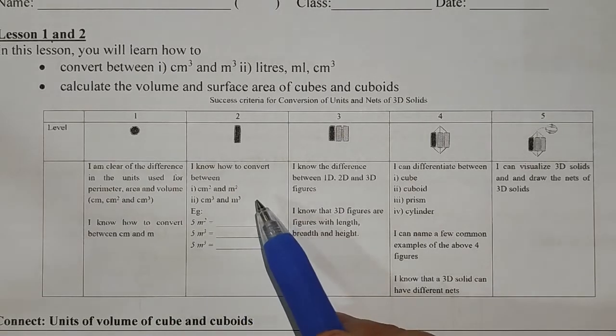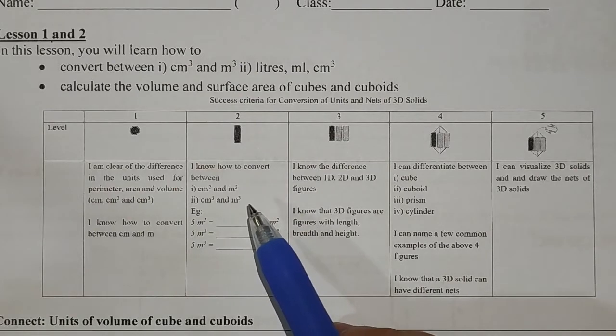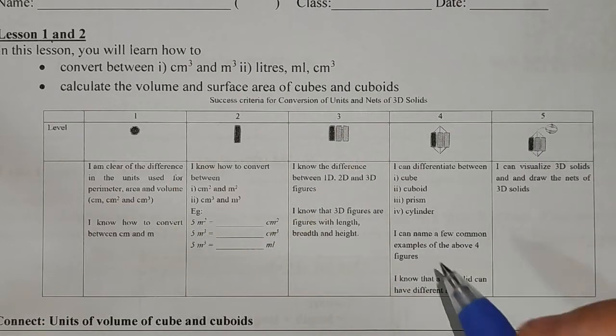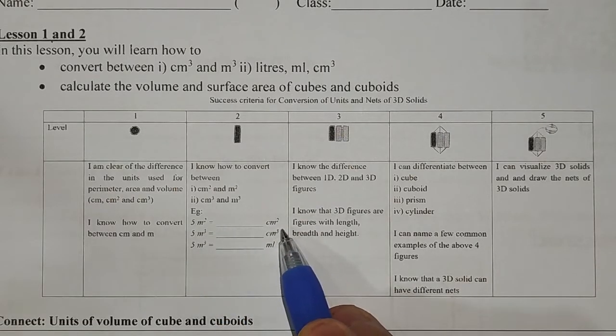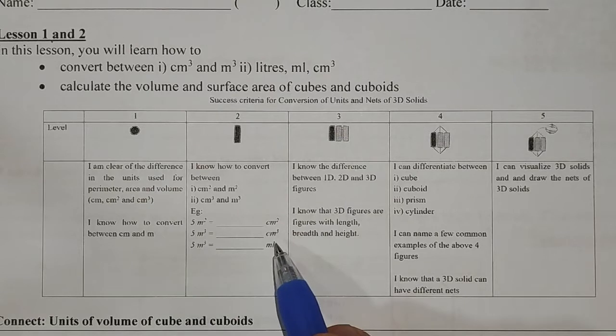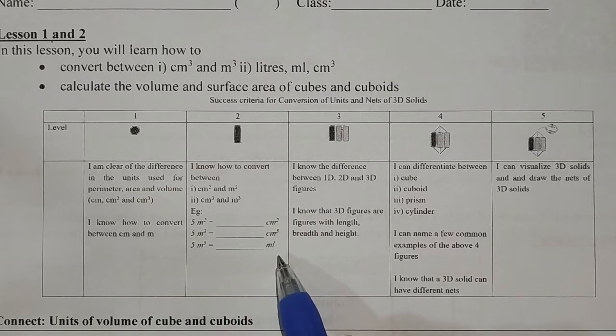I know how to convert between cm square and meter square, and from cm cube to meter cube. There are some examples here. 5 meter square equals how many cm square? 5 meter cube equals how many cm cube? And lastly, 5 meter cube is how many ml? If you know how to answer these, that means you have met the lesson objective.